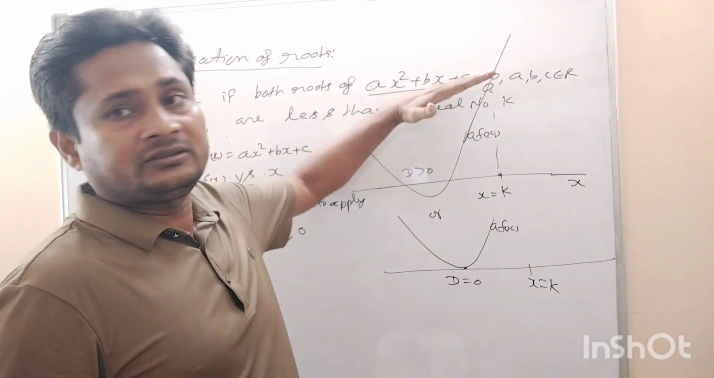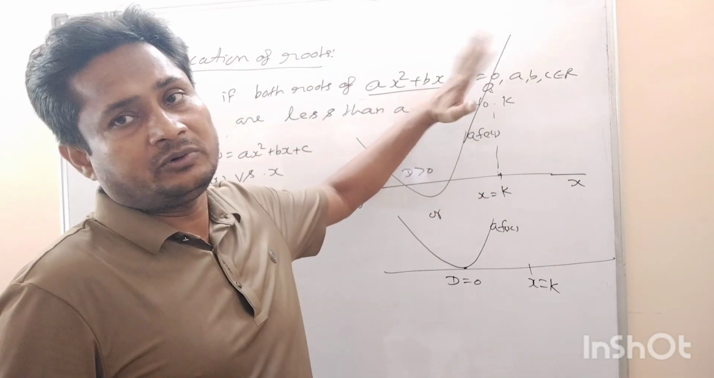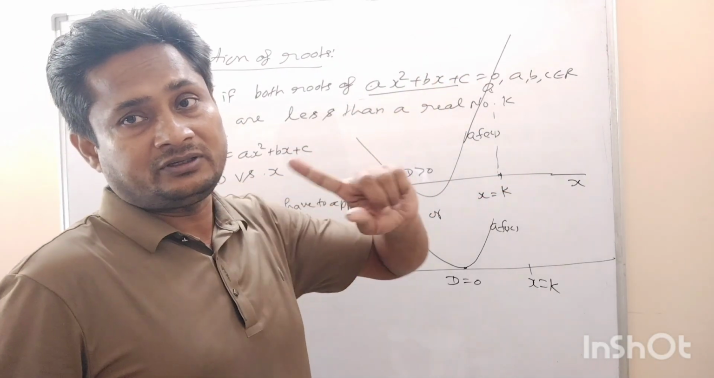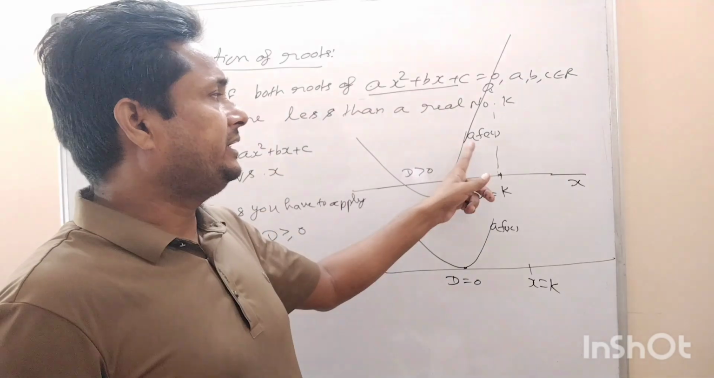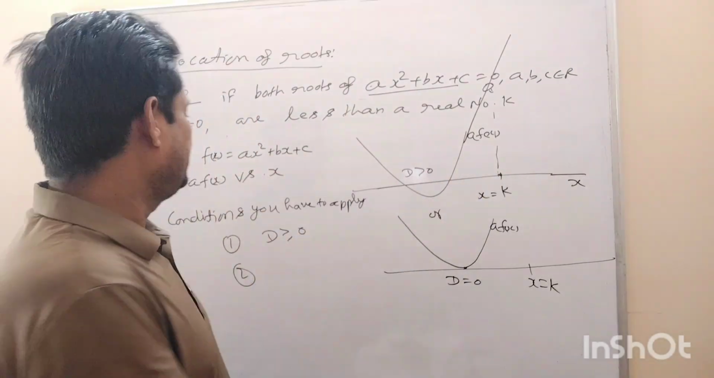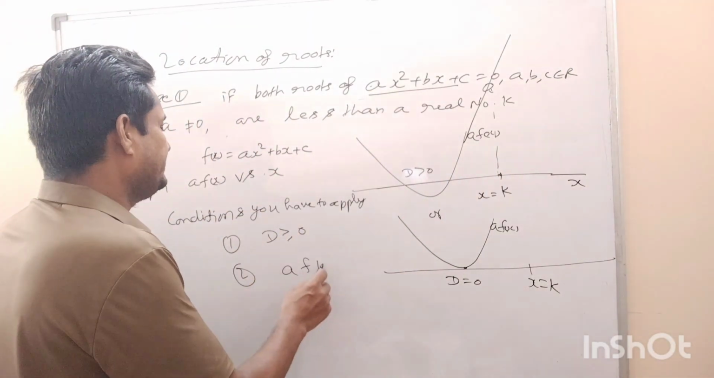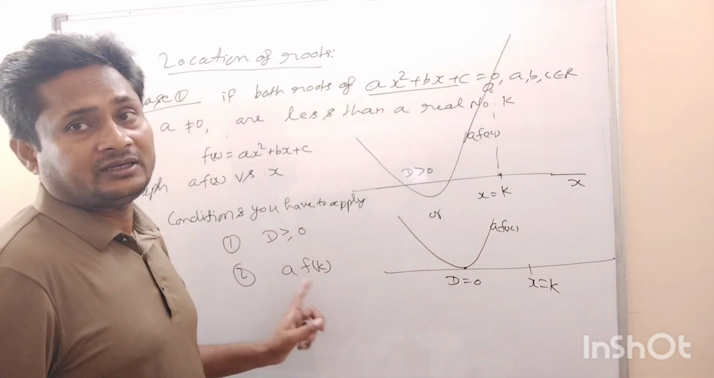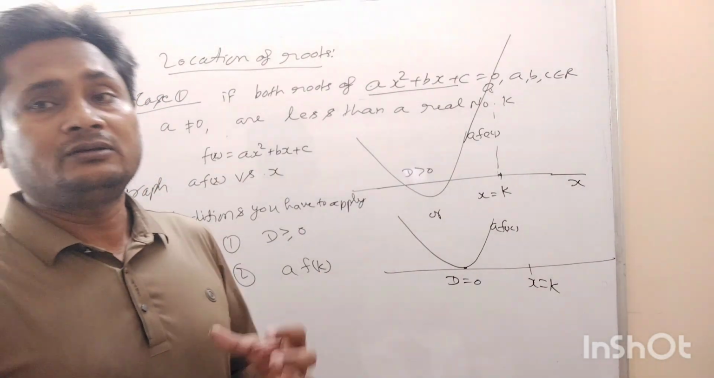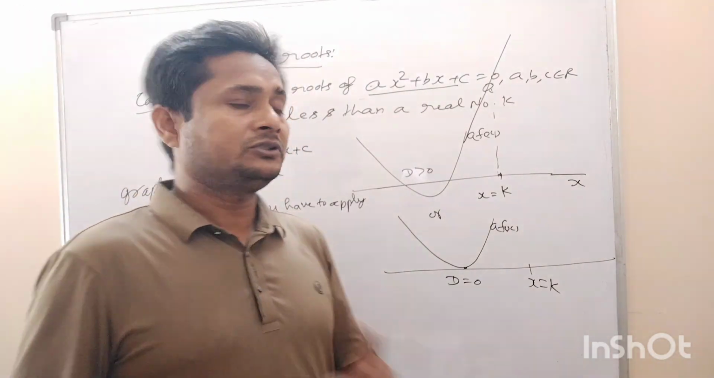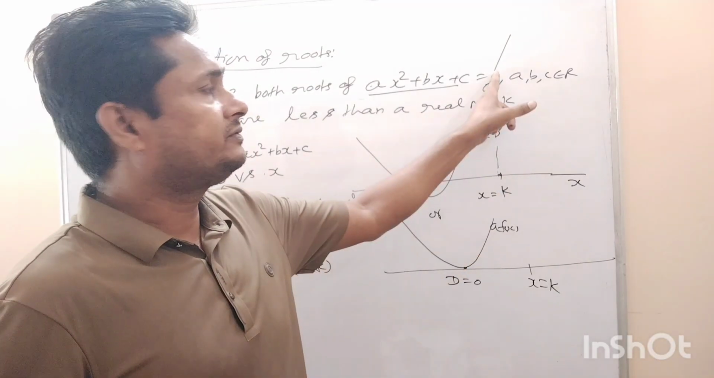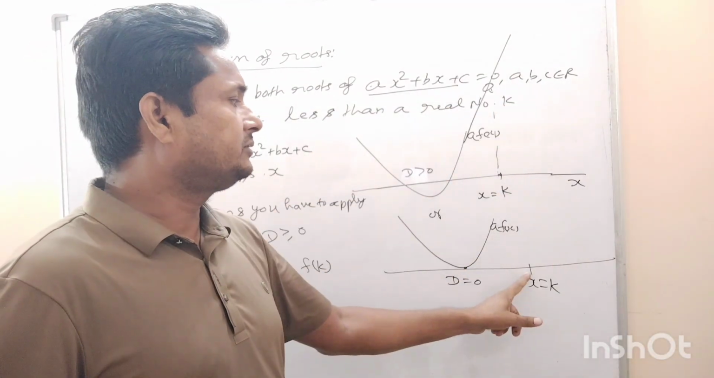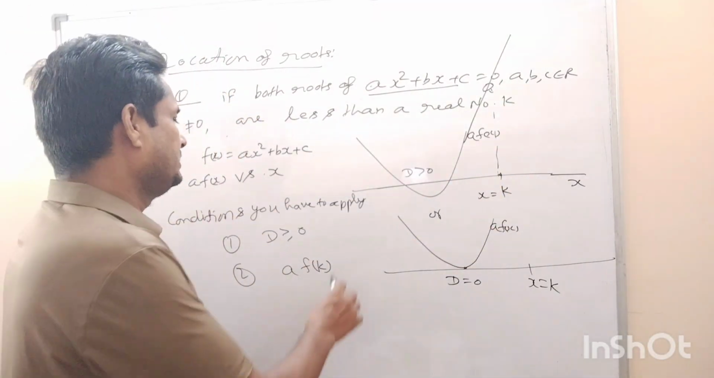Above the x-axis, the value of y will be positive. f(x) is what? The value of y. So a times f(k) will be what? A times f(k). That means at x equal to k, the value of a times f(k) will be positive, because here the value of y is what? Positive. Here also the value of y is positive.